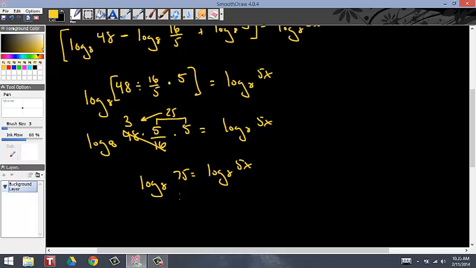Now that I have a single logarithm on both sides, what can I do with those logarithms? Set the answers equal to each other. So what does x equal? What's 75 divided by 5? 15.